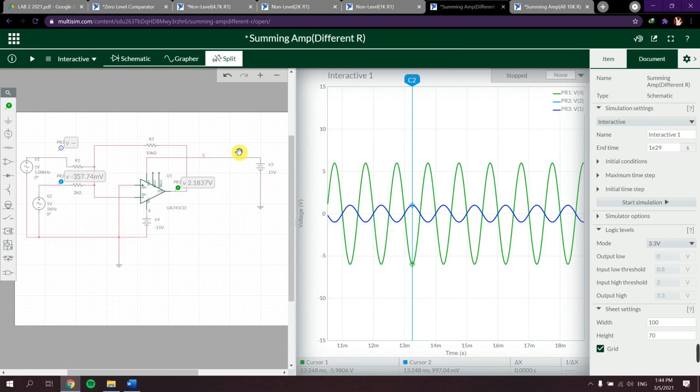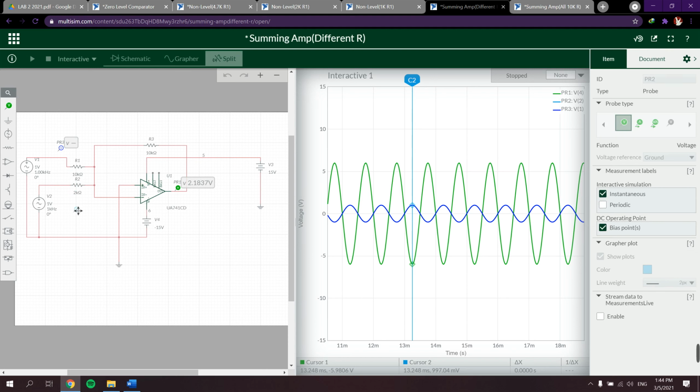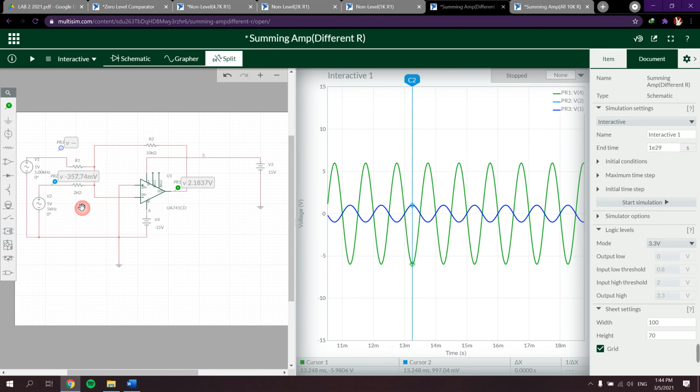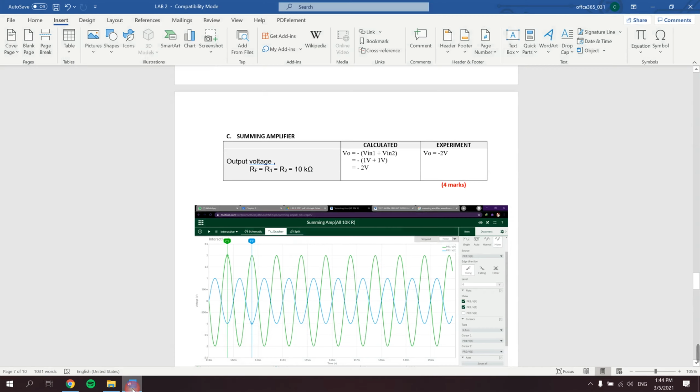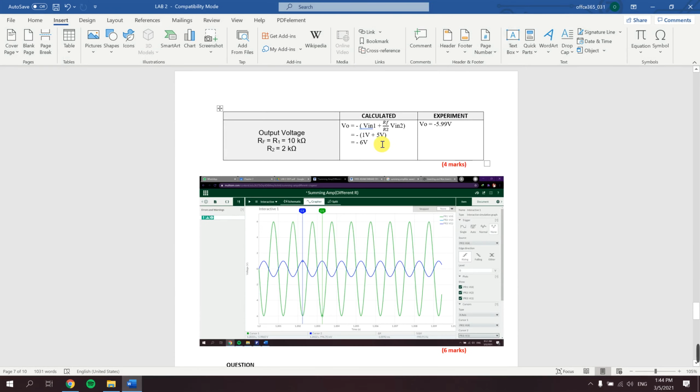So this is not unity gain. As you can see, the resistance is different for R2, while R1 is still the same as RF. So for R1 we can use the same formula, and we will get V in 1.